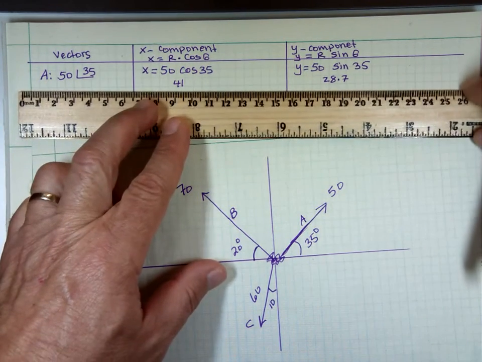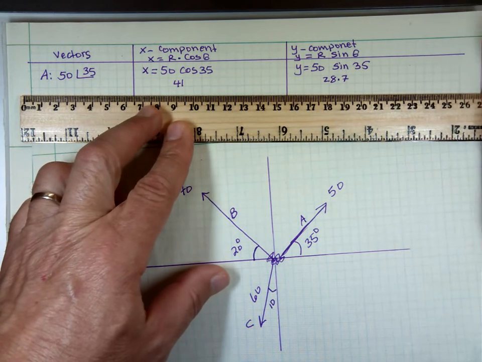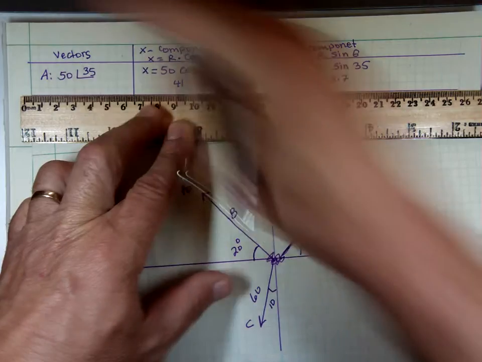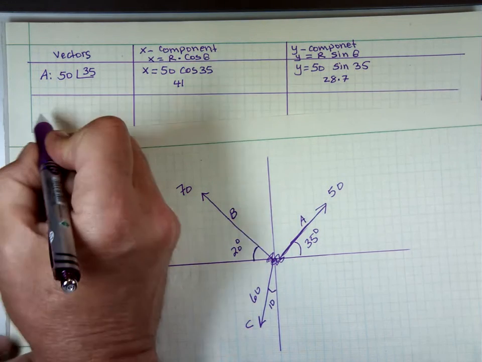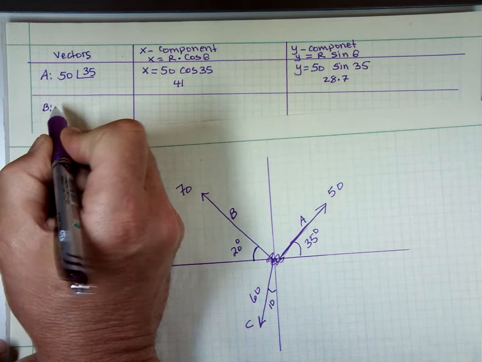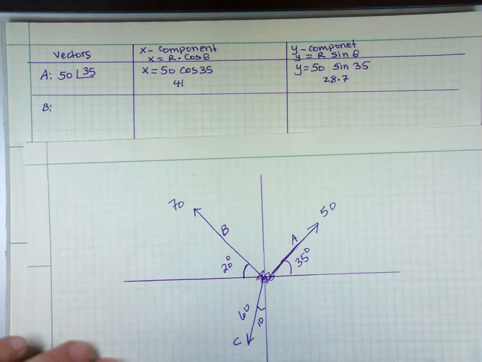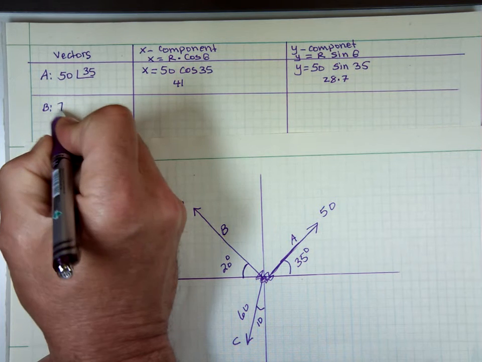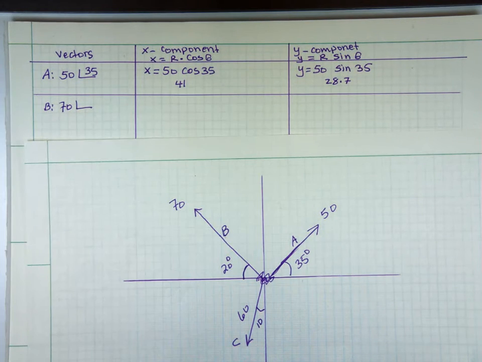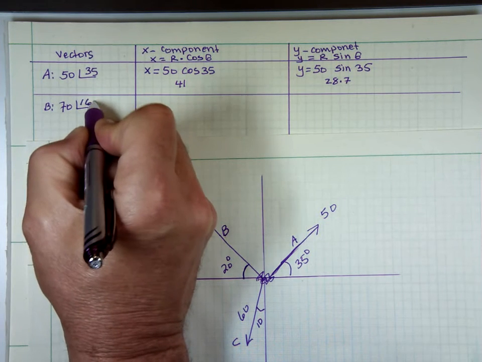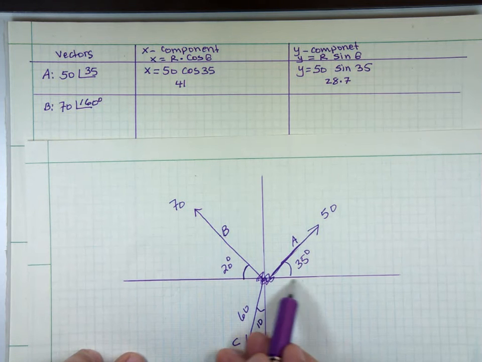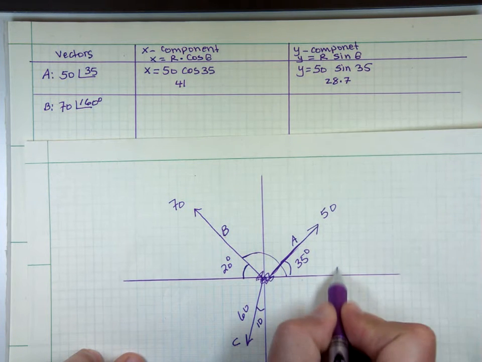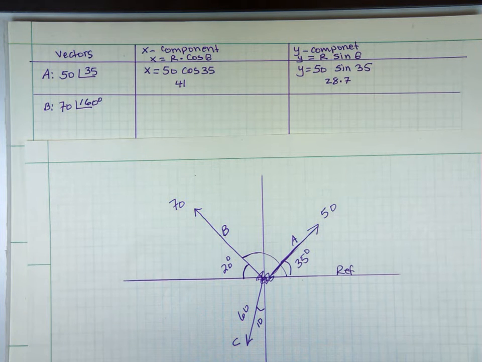Let's get vector 2 now, or B. What's vector B? How would you write that? 70 at angle what? 20. Try again. The bigger one. 160, very good. I have good ears. Because you always got to measure the angle from here. Always. That's your reference, because that will take care of the plus and the minus for you if you do it that way. Otherwise, you got to do the plus and the minus.